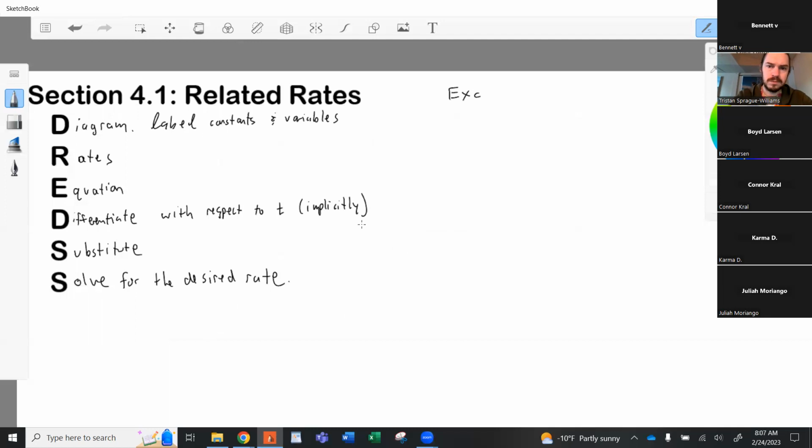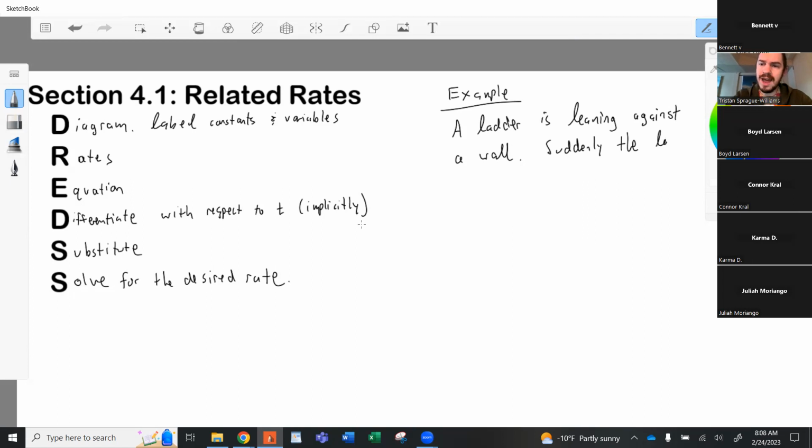Example. Let's suppose we're going to do a ladder problem, similar to the ones in the videos, but not exactly the same. Let's say a ladder is leaning against a wall. Suddenly the ladder begins to collapse.